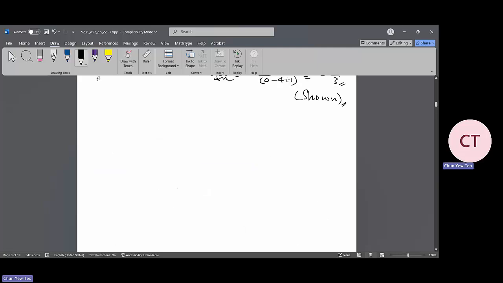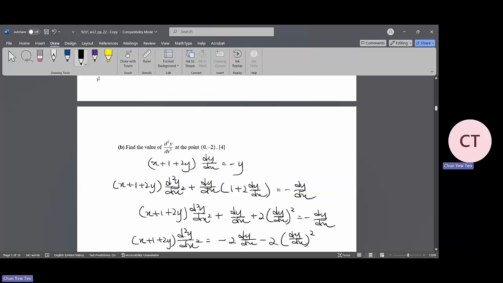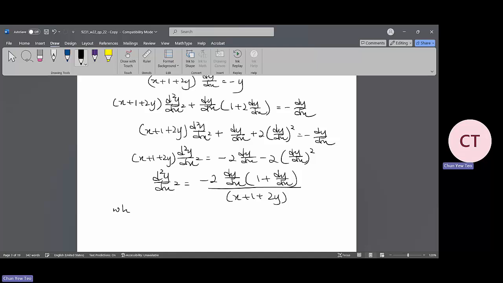So the dy/dx is these expressions, but I don't plan to substitute this expression inside here. I think it will be quite troublesome. So over here, I just write this as d²y/dx² as the negative 2 dy/dx times 1 plus dy/dx divided by x plus 1 plus 2y. I write like this. So at the point 0, negative 2.